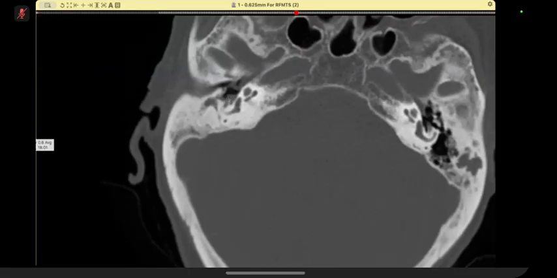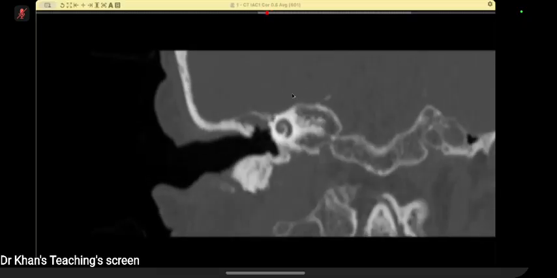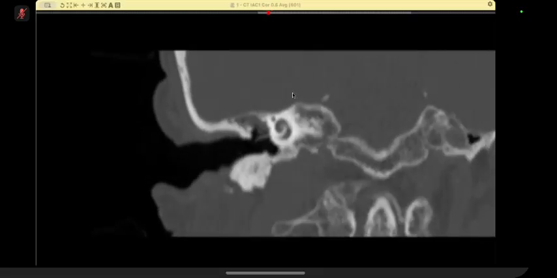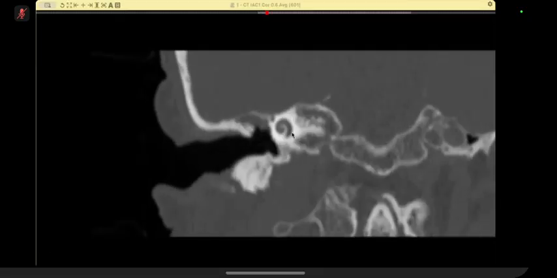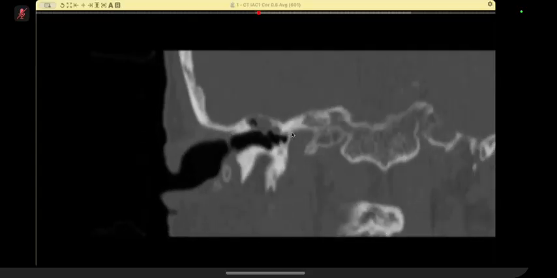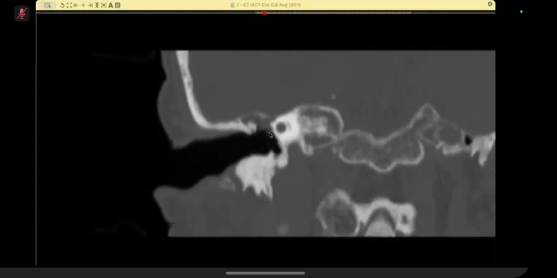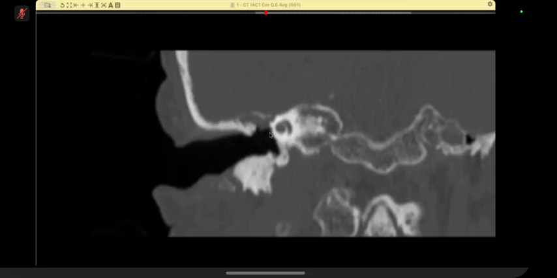Okay, now we go to the coronal. Yes, sir, coronal. Sir, can you just fix it so I can see the contralateral side as well? I am unable to see it for comparison. I'm just showing you a single side, and usually in some departments they just send the right temporal bone.